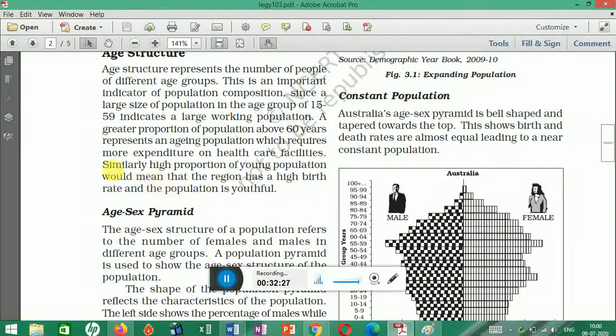Similarly, a high proportion of young population would mean that the region has a high birth rate and the population is youthful. This you will find in India and other African countries, where there is a large number of young population between 0 to 14 years. It implies that there is a high birth rate in those countries and the population is very much youthful. Children are also dependents. Again, we have to invest more money for food, education and other medical facilities.